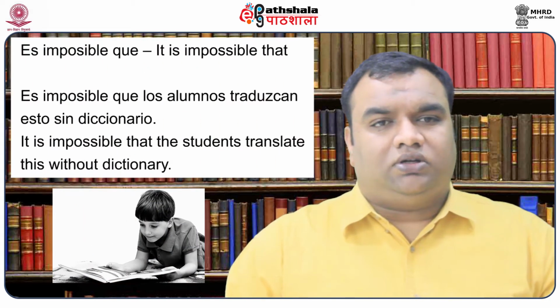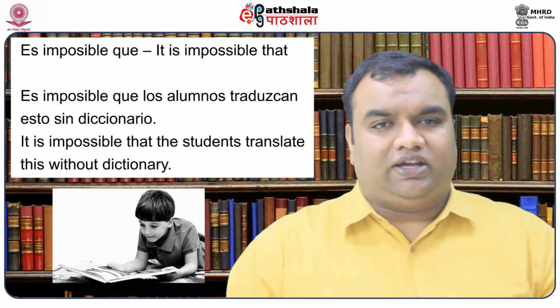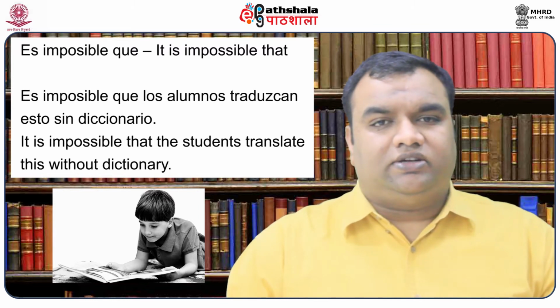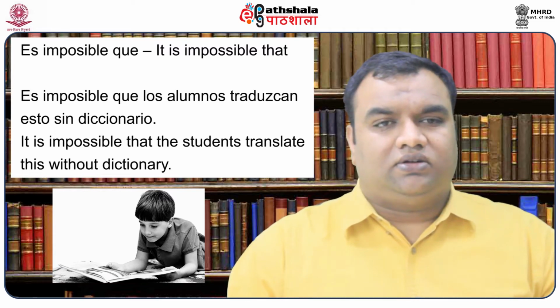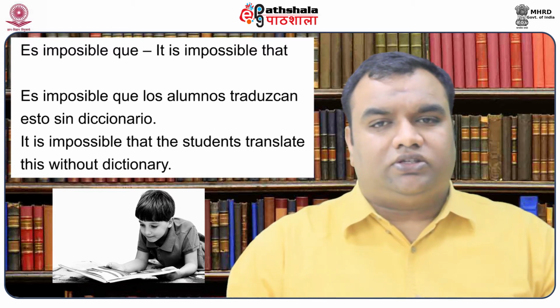The next example of an impersonal verbal phrase is es imposible que, which means it is impossible that. Let us see the example of a sentence. Es imposible que los alumnos traduzcan esto sin diccionario. The English translation is, it is impossible that the students translate this without a dictionary.